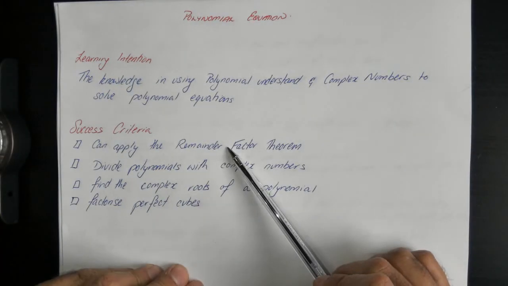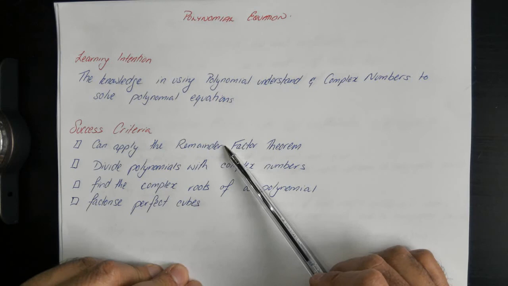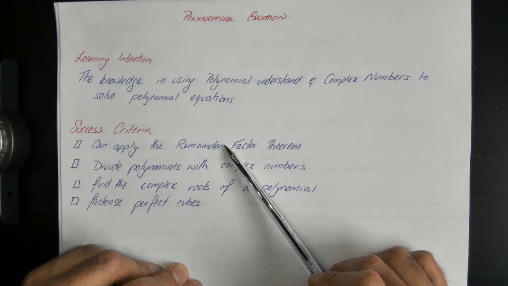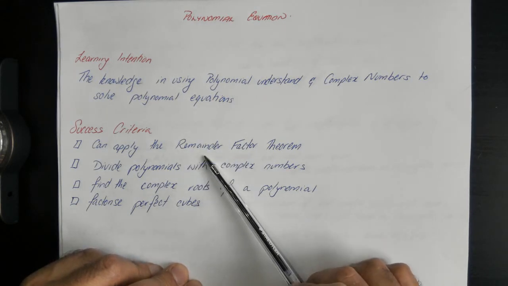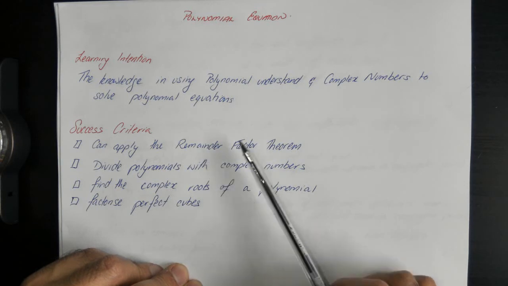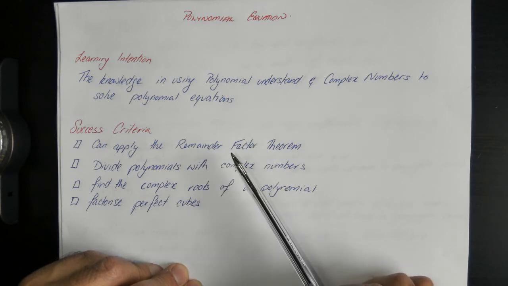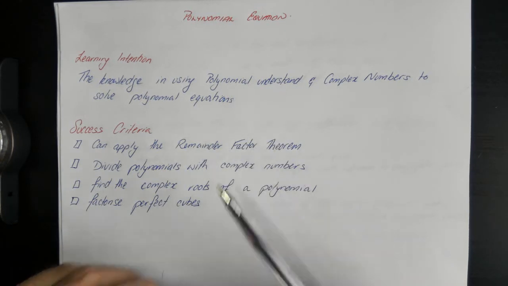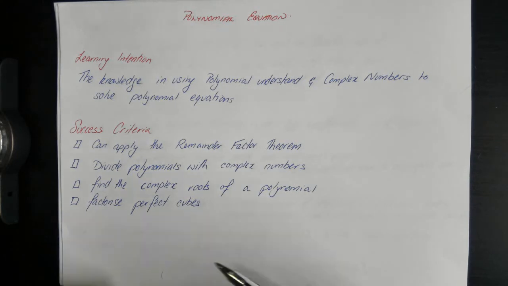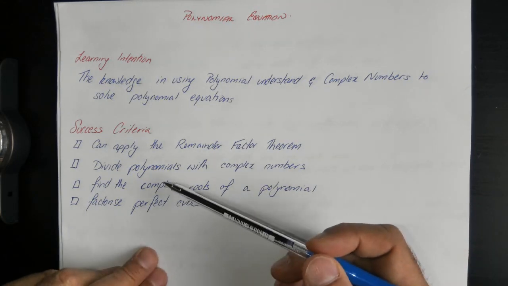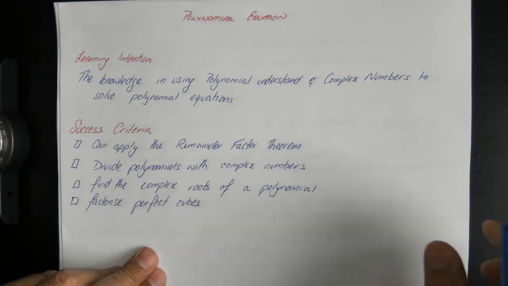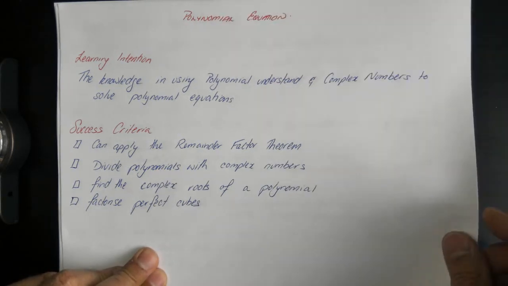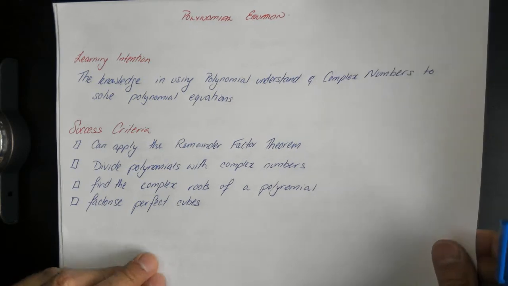We need to remember what the remainder factor theorem is. If there's no remainder, then that value is a factor, and then we should be able to find all other factors by dividing through. We need to be able to do long division of polynomials with complex numbers, find the complex roots of a polynomial, and factorize perfect cubes for this activity.